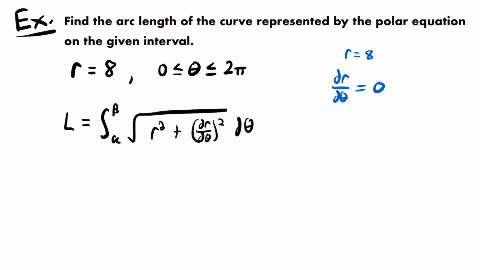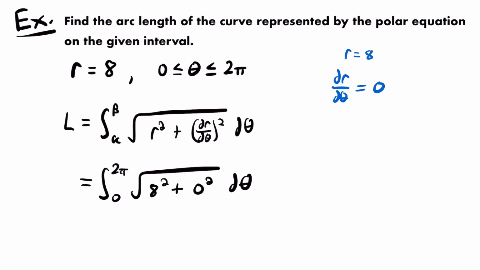We will have that the arc length is equal to the integral from 0 to 2 pi of the square root of r squared, so we'll have 8 squared plus dr d theta squared, which will be 0 squared, and then d theta. All right, now we have a pretty simple integral here. 0 squared is 0, 8 squared is 64, so we have 64 plus 0, and the square root of 64 is 8. So this is just equal to the integral from 0 to 2 pi of 8 d theta. And we know that the integral of a constant like 8 is just going to be that constant times the variable of integration, which in this case is theta.